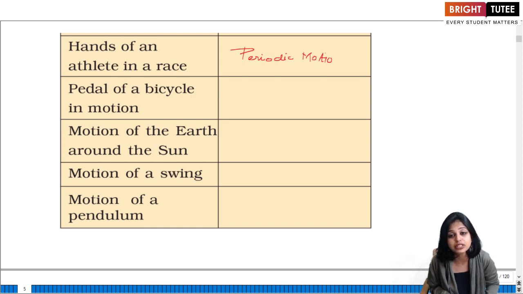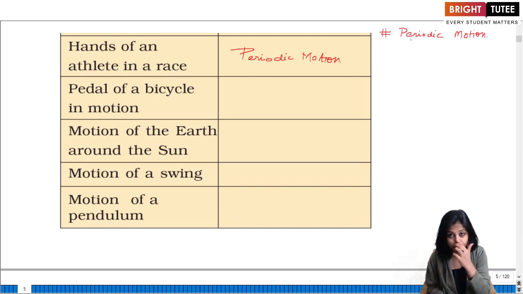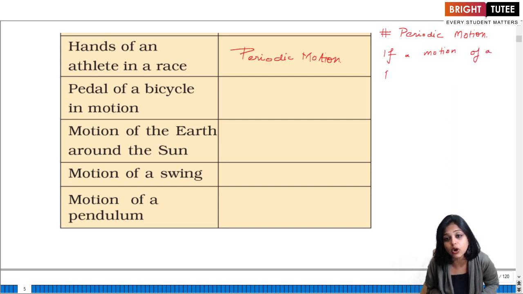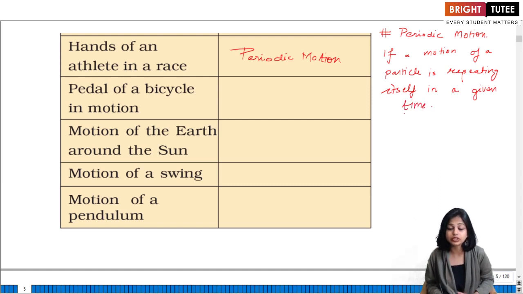Now here comes another chance for us to define and remember what is periodic motion. Talking of periodic motion, if the motion of a particle or an object is repeating itself in a given time, we call it periodic. So let's see, every 1 second your left hand goes up, then the next second your right hand goes up. The hands of an athlete or us jogging will be the same, that is periodic motion.